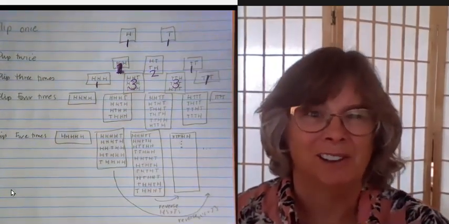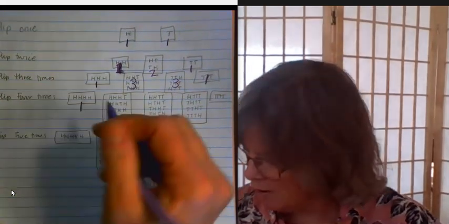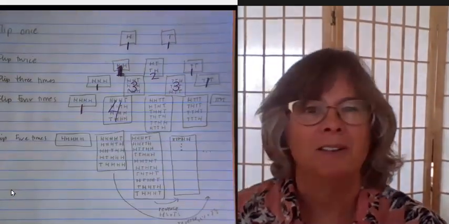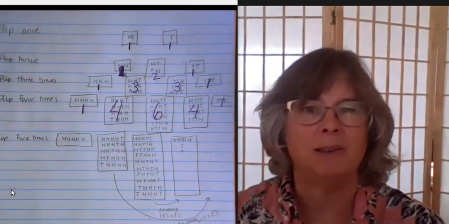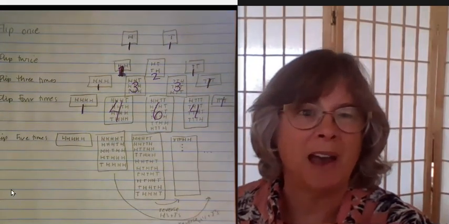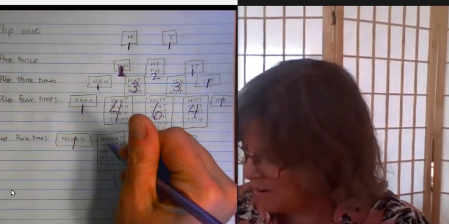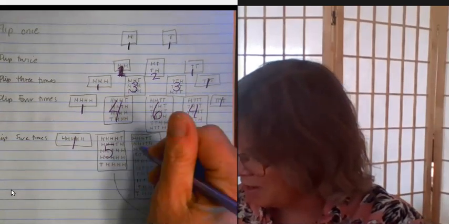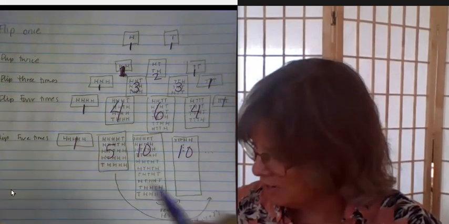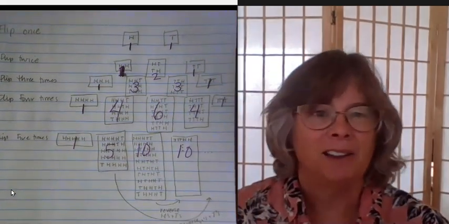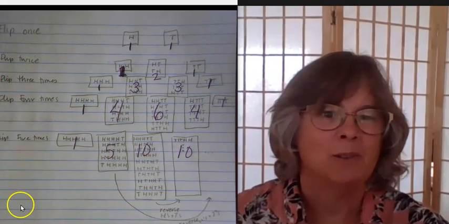Do you see it now? Let's keep going. 1 way that can happen, 4, 6, 4, 1. Does it keep going that way? You bet. What's it look like? 1, 1, 2, 3, 4, 5. And we can count them, we get 10. And then there's going to be 10 possibilities here because all we're doing is switching the H's and the T's. And then, yeah, it's generating Pascal's triangle. How cool is that?